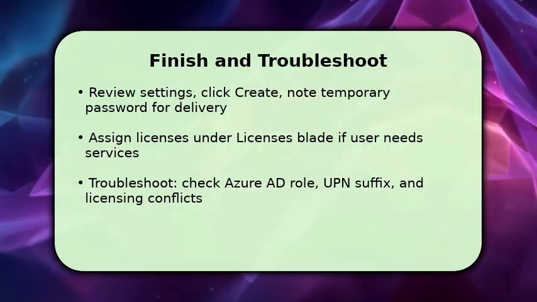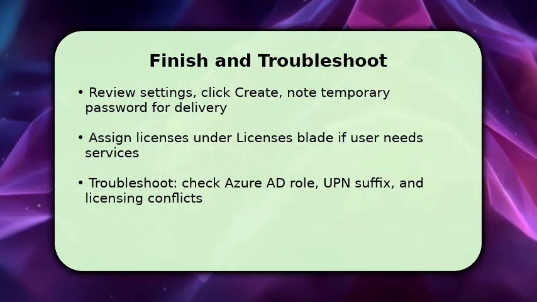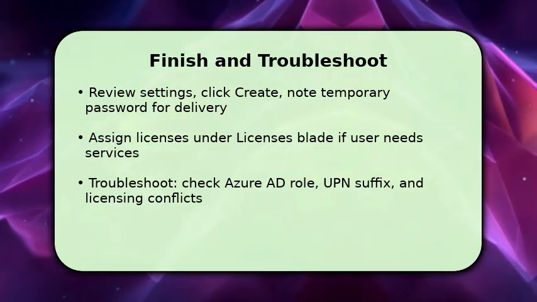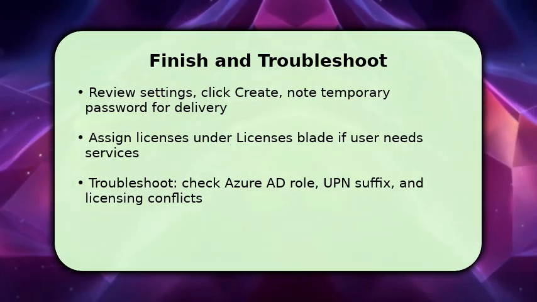If provisioning fails, check the user's UPN suffix matches verified domains, confirm you hold the necessary admin role, and verify license availability. If groups or policies didn't apply, run a manual sync or wait a few minutes for policy.